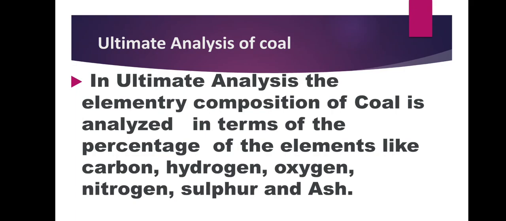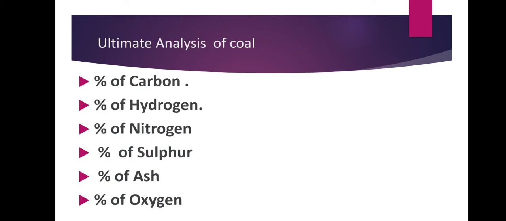Now in the ultimate analysis of coal, the elementary composition of coal is analyzed in terms of percentages, that is the percentage of carbon, the percentage of hydrogen, the percentage of oxygen, the percentage of sulfur, the percentage of nitrogen and the percentage of ash. So these are the various percentages, as you can see, the carbon and hydrogen. Then we have nitrogen and sulfur. Then we have ash and we have the percentage of oxygen.